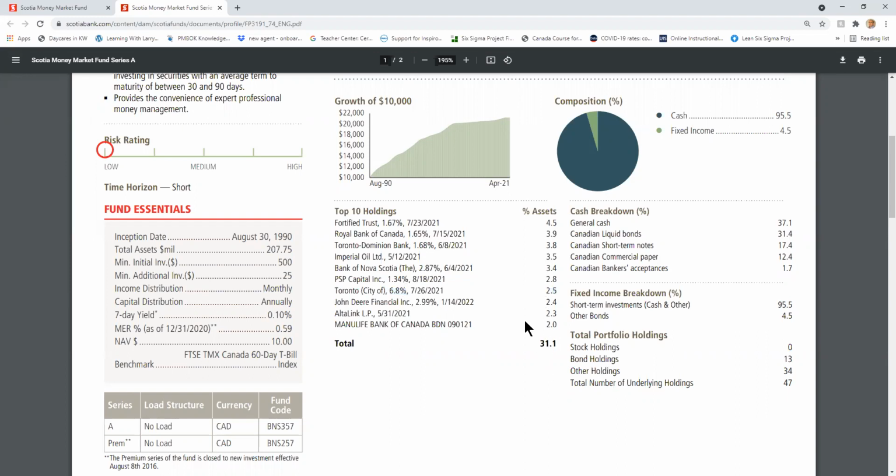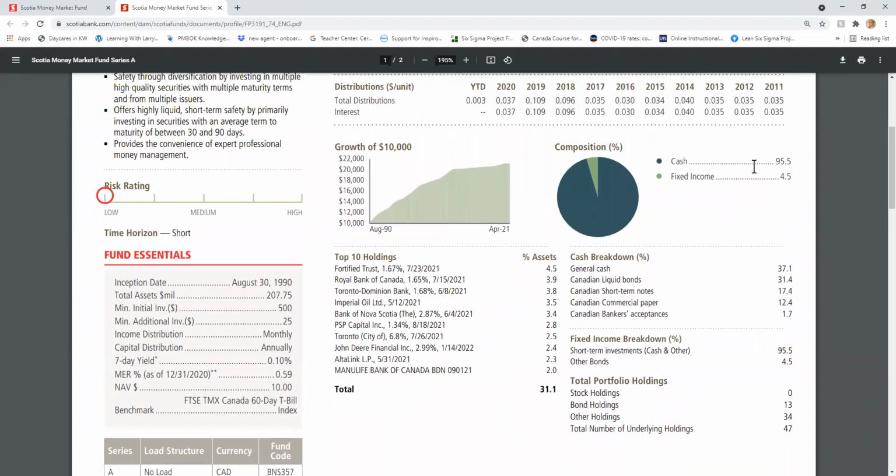So as these mature, what happens? The portfolio manager has to find and invest in other securities, other money market securities, right? As we can see here, it is 95% just in cash. There are no bonds in this. There are no stocks in this investment. There's nothing fancy in this. It's just money market securities.